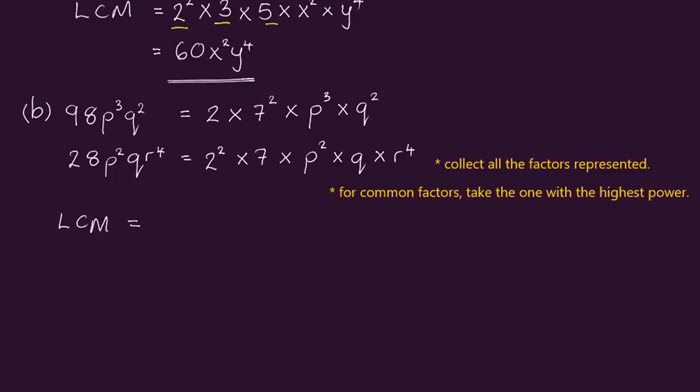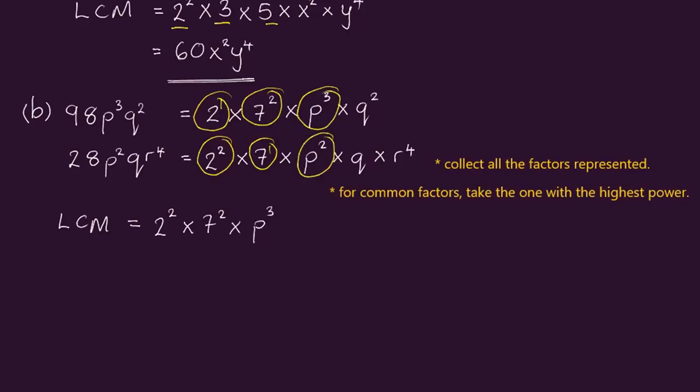So we are saying LCM is equal to, we go on to the ones with the base 2. We have 2 to the power of 1 and 2 to the power of 2. These are common. We take the one with the highest power. We take 2 squared. For 7 squared and 7, they are also common. The base is common, so we take the one with the highest power. We take 7 squared. For the terms in p, we have p cubed and p squared. What do we take? p cubed. Again, we go on to q squared and q to the power of 1. We take the one with the highest power.